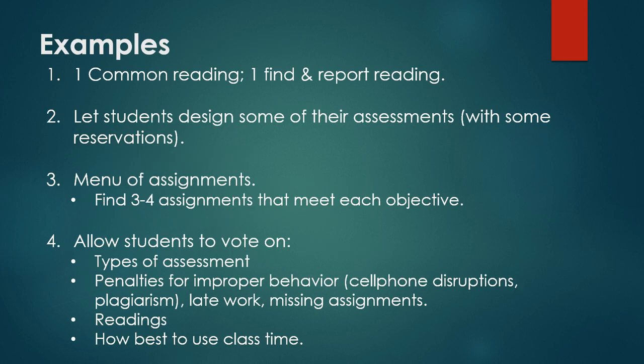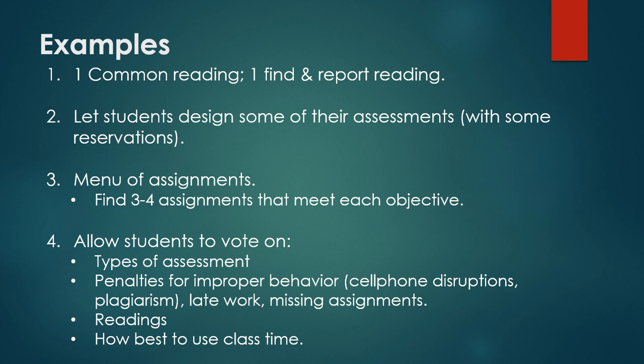So a couple other examples for introducing choice into your course. You can create, what I've done before, one common reading and one find and report reading. That is, one reading everybody does, and then one reading students have to go out and find, either from a pre-arranged range of selections that you've already identified, or they just go off on their own and find something that's relevant to the course. You can let students start to design some of their assessments, obviously with some reservations, but have students decide to what level they are going to prove their learning, prove that they meet the course objectives.